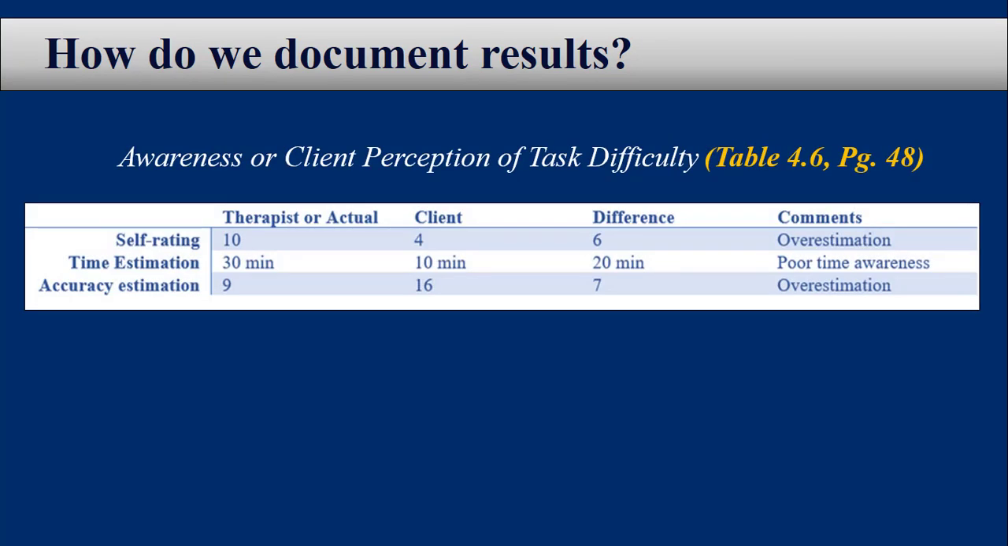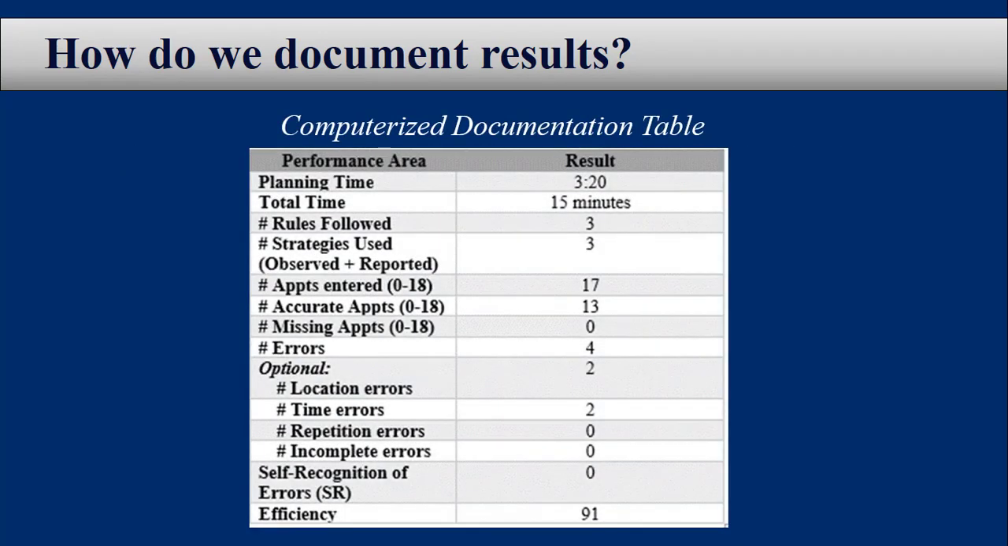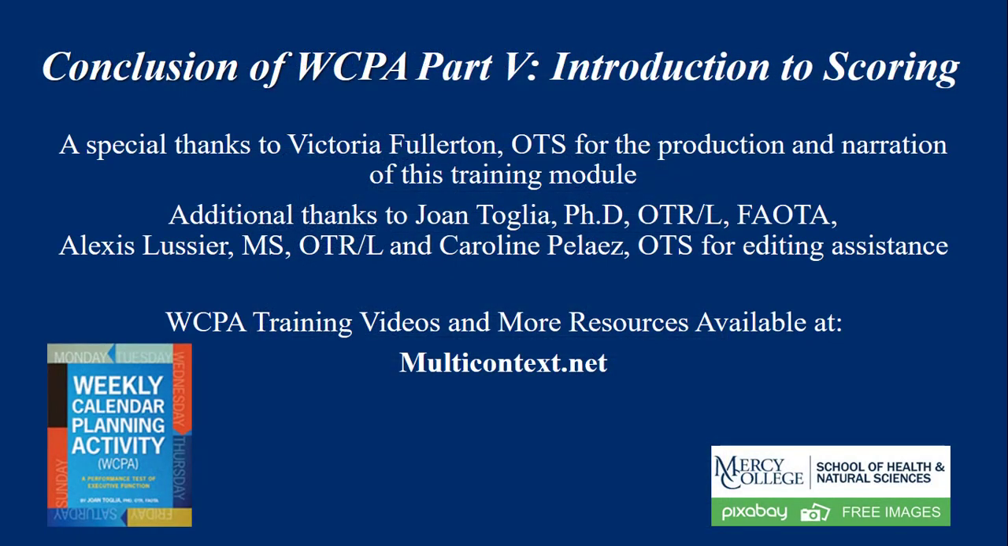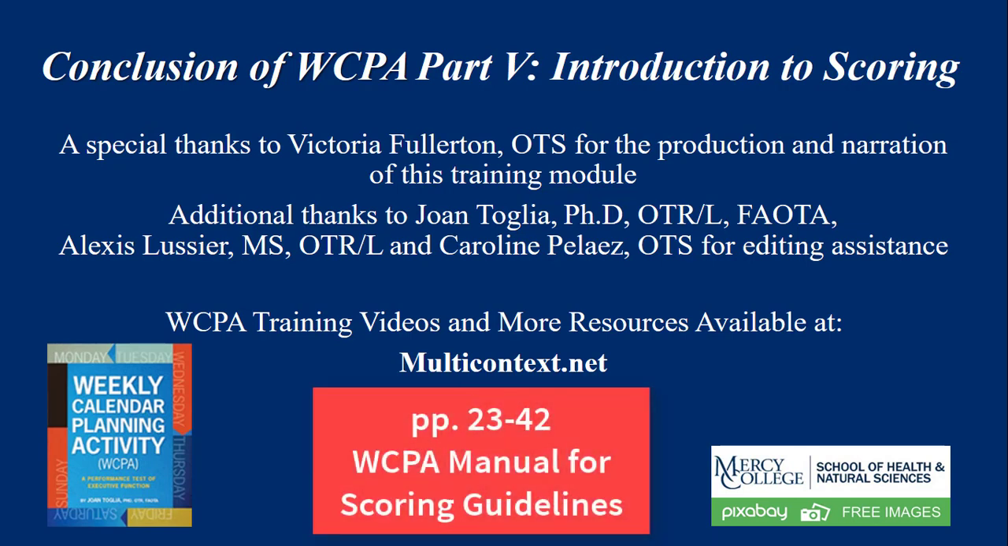The awareness or client perception of task difficulty table, which summarizes the client's self-ratings of performance and compares to therapist ratings. And a computerized documentation table can also be used to provide an organized table for documenting scores in electronic medical records. This concludes the Part 5 WCPA scoring module. Refer to pages 23 through 42 of the WCPA for more information on WCPA scoring guidelines.